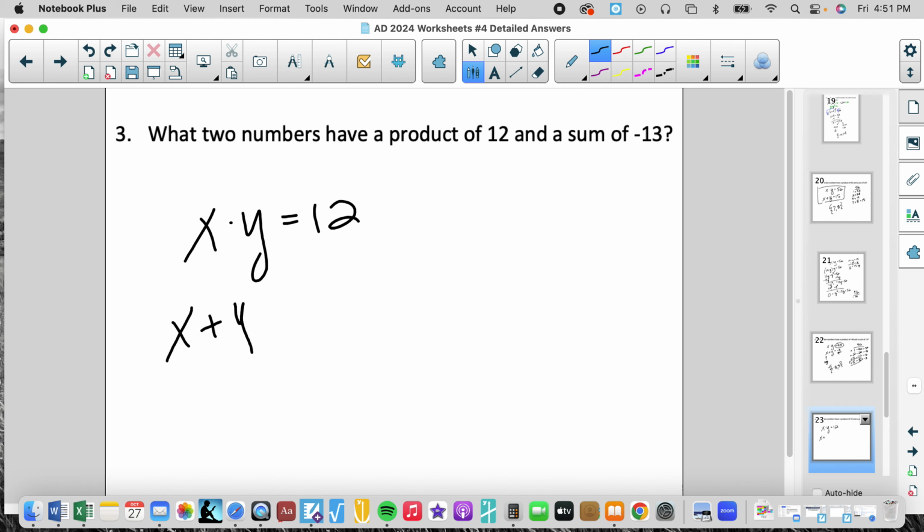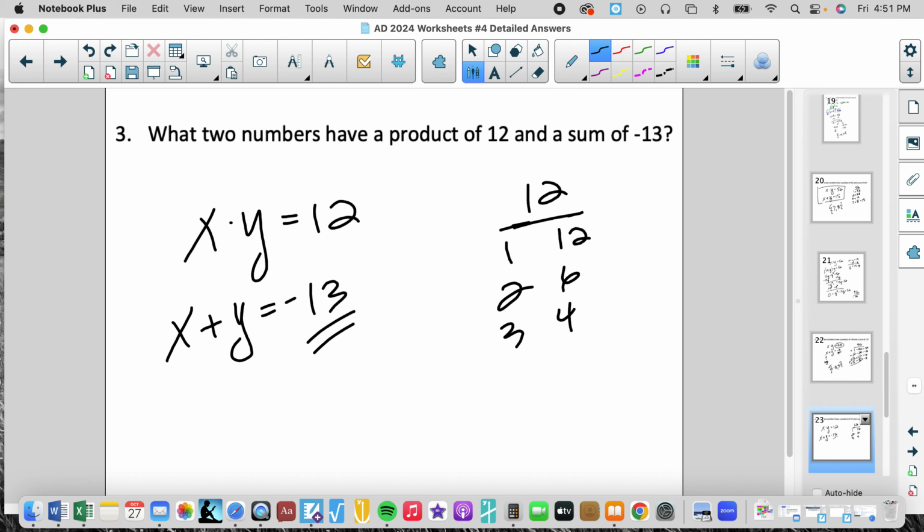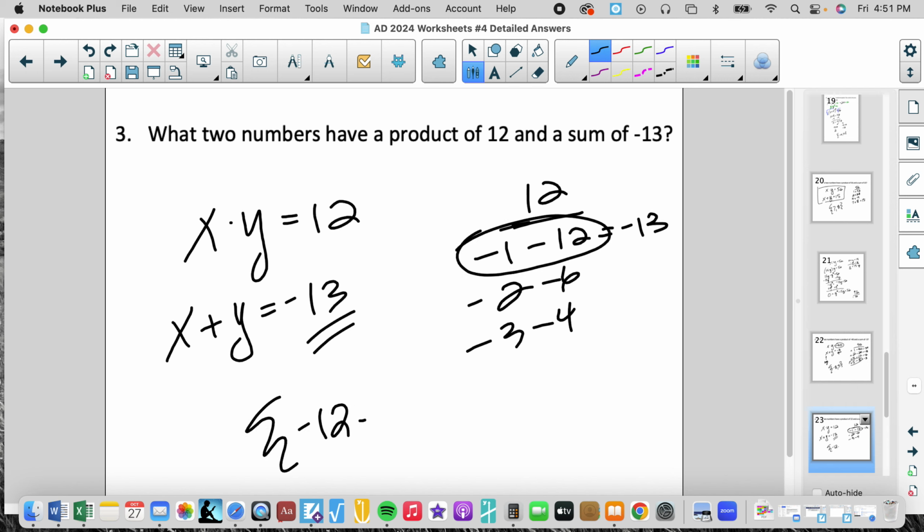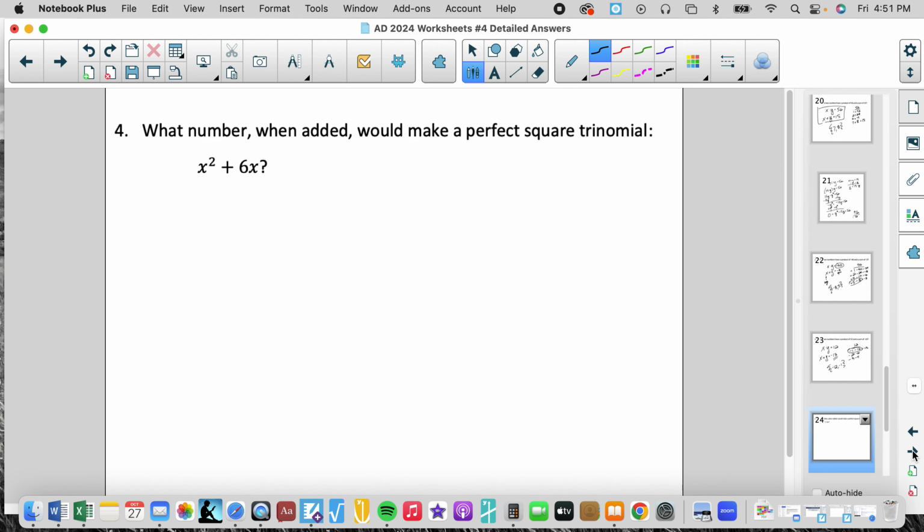So x times y equals 12. x plus y equals negative 13. Factors of 12 are 1 and 12, 2 and 6, 3 and 4. Since the product is positive, they're either both positive or both negative. Two numbers with the same sign that add up to negative 13 means they both have to be negative. So it is negative 12 and negative 1. That's a nice little trick.